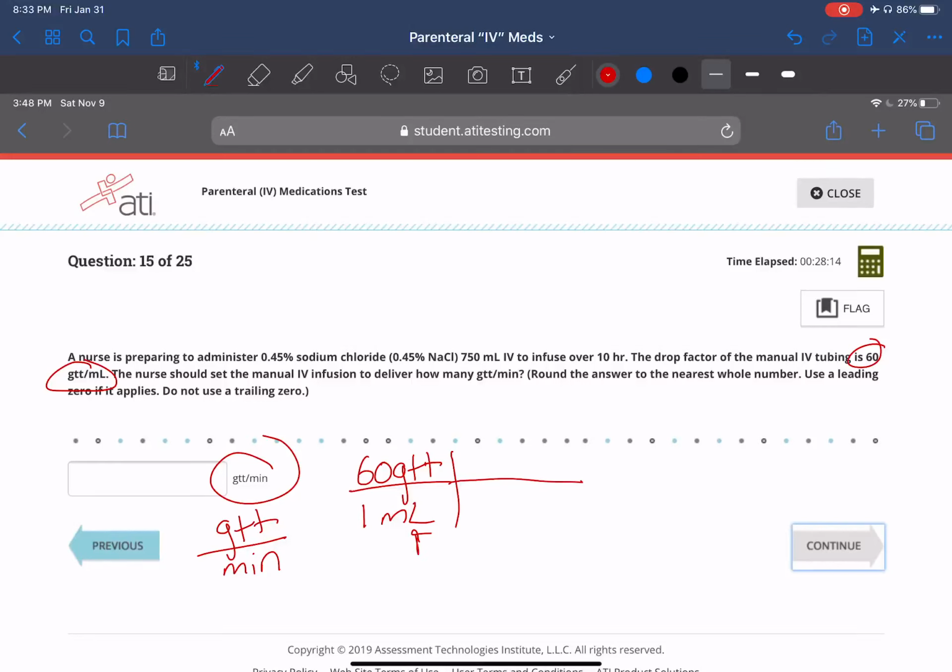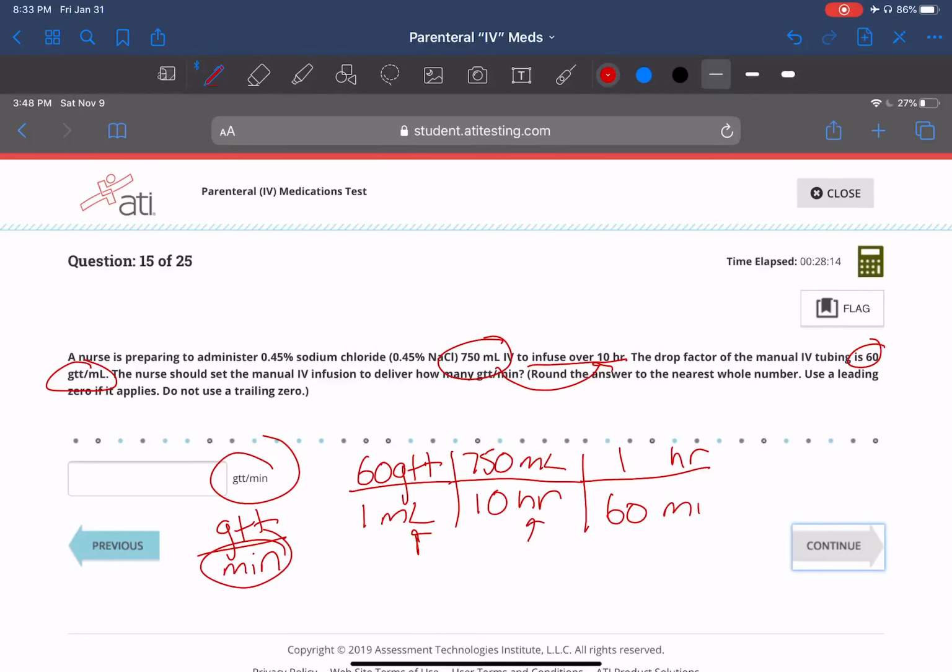The other ml in the problem, if you read it, is right here at 750 ml. And that is connected to 10 hours because it says to infuse for 10 hours. And so it says it wants it in minutes. So we need to convert the hours to minutes. Since we have an hour down here, we need an hour up here. And we know 1 hour is equivalent to 60 minutes. So now we have GTT over minutes, which is how they're asking for it.